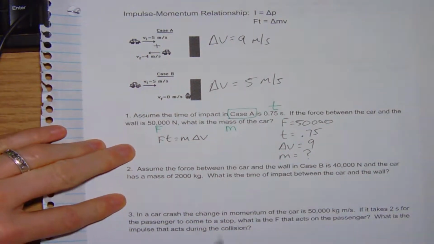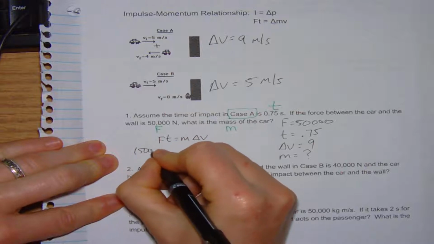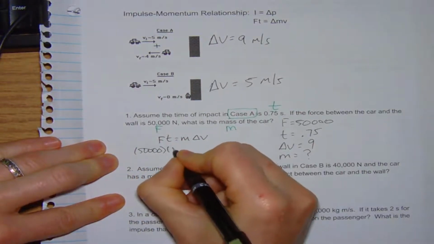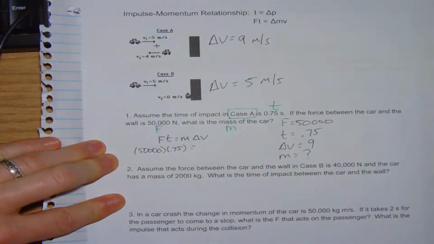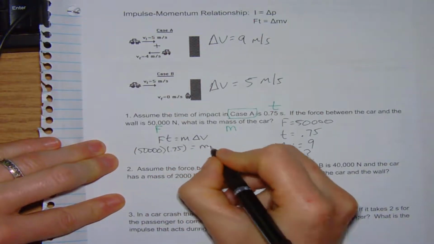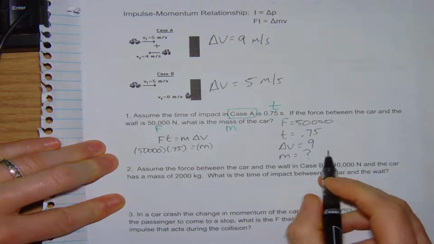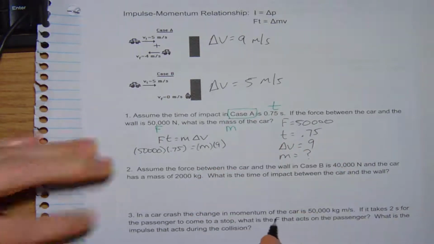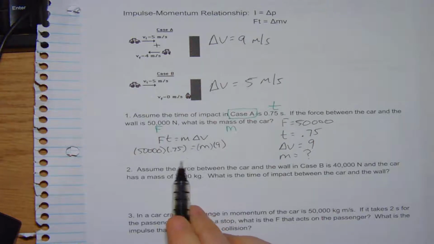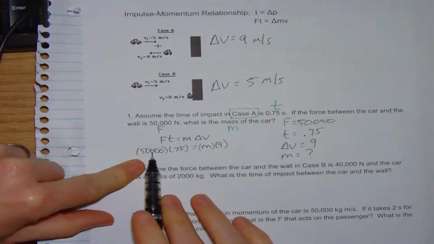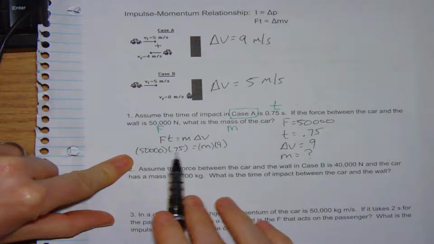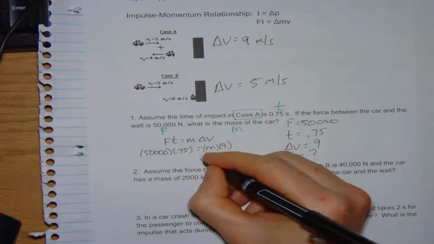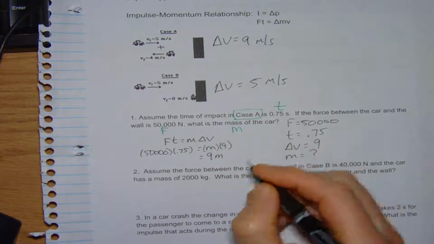and then you substitute them in. So 50,000 is our force, 0.75 is our time, mass is what we're looking for, so I'm going to leave it as m for now, and the change in velocity is 9. At this point, algebra class takes over. So we're going to multiply the 50,000 and the 0.75. We're going to write it correctly with the number in front of the variable, so 9m.